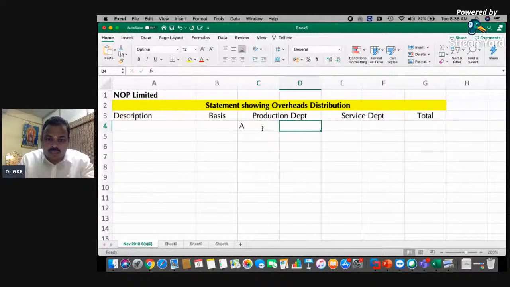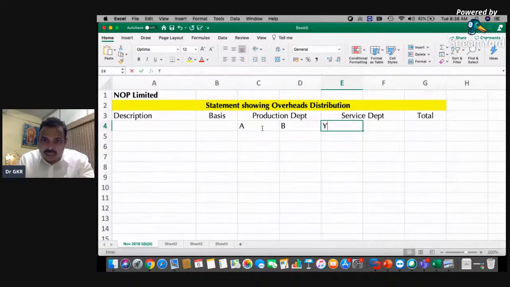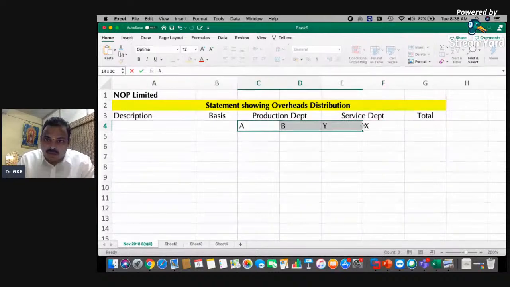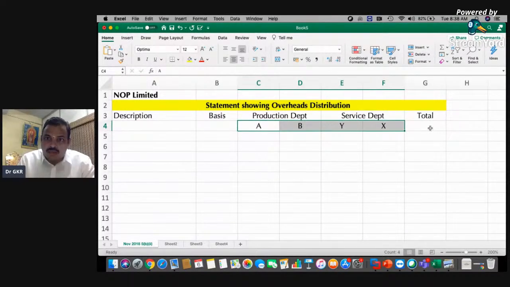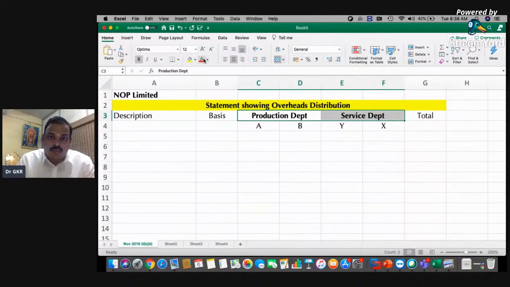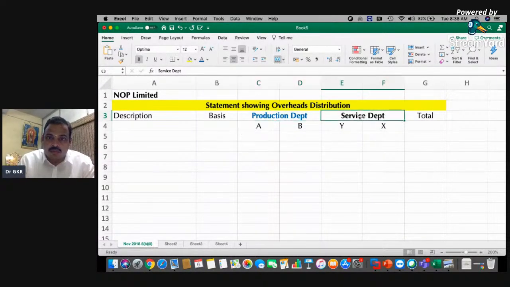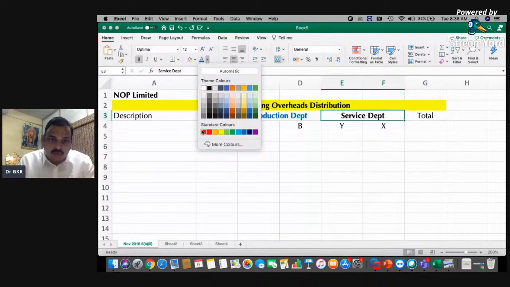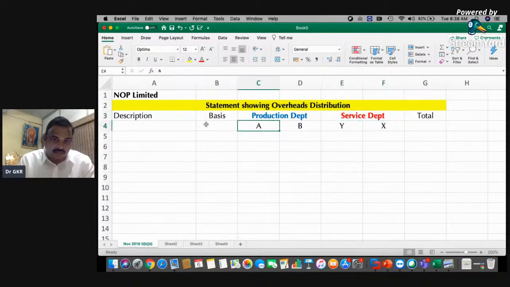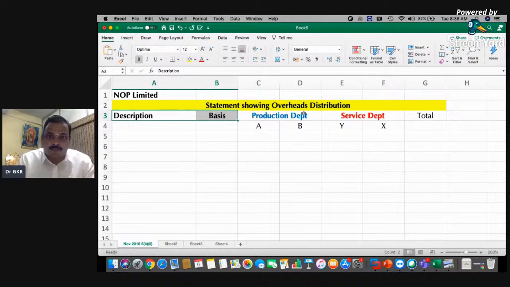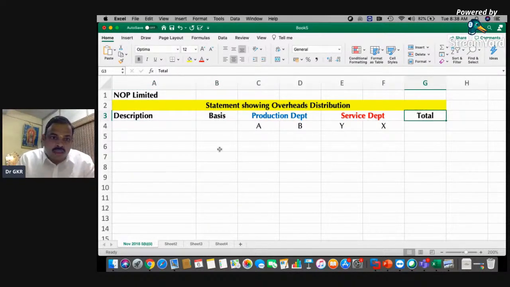A is a production department, B is a production department, X is a service department, and Y is a service department. I'll tell you why. So this is where the production departments are, and the service departments have to be redistributed, so I'll give them a different color. Good. Now what is the basis? Description. Now let's go one by one.